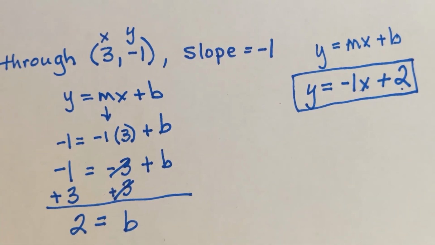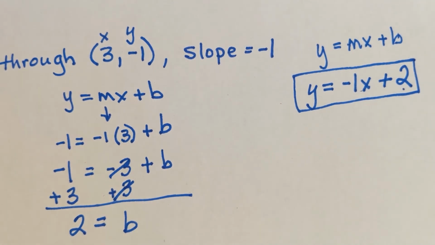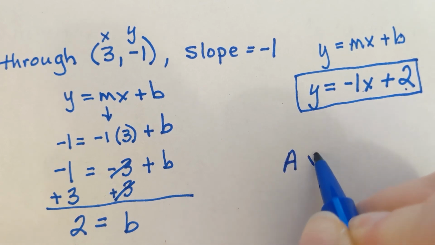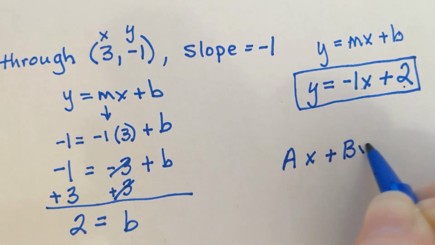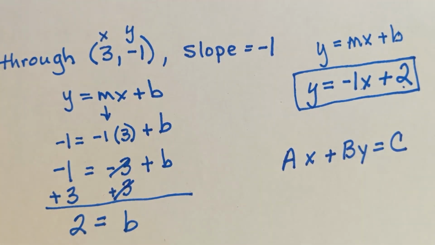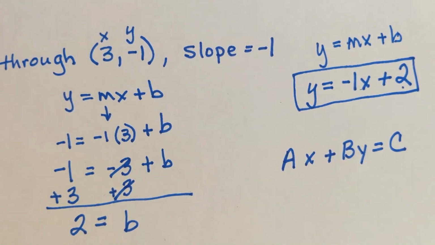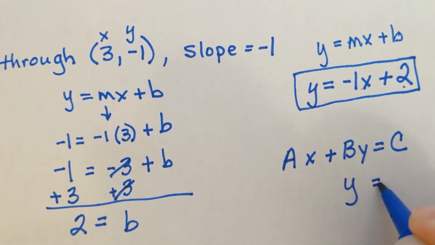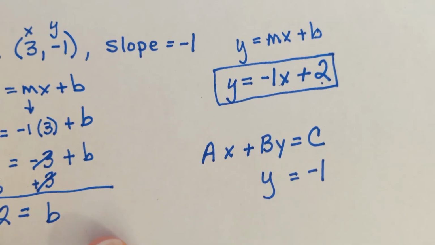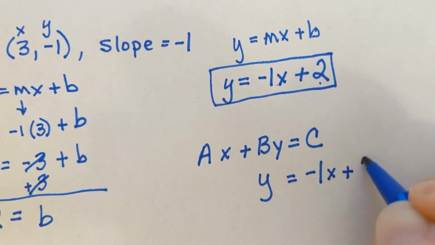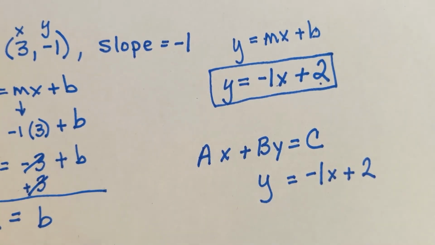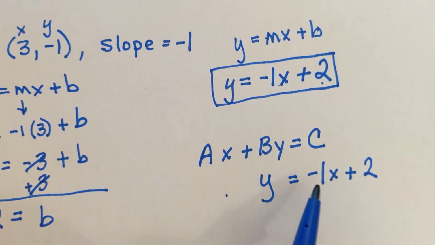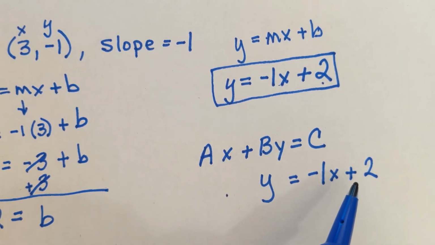The thing is, the directions asked us to put it in standard form, and on number 2, I said that standard form is ax plus by equals c. So we need to rearrange the equation that we got just a little bit. Our equation right now is y equals negative 1x plus 2. So I'm going to move this x over here so that I have an x plus a y term equals c, which is going to always be our constant.